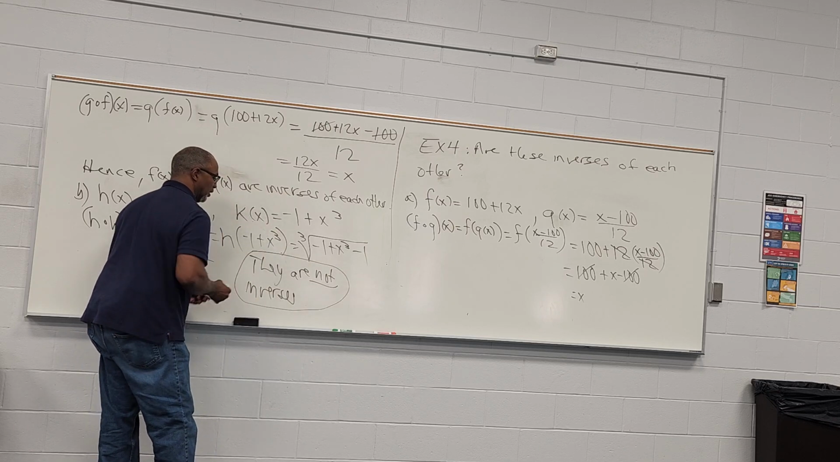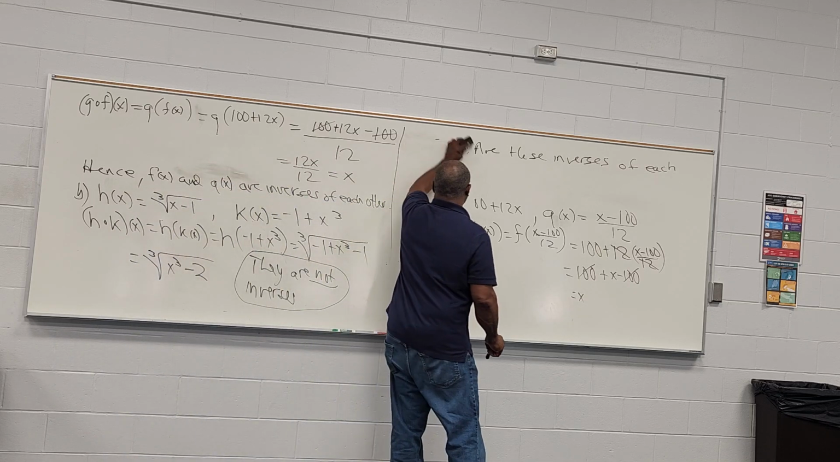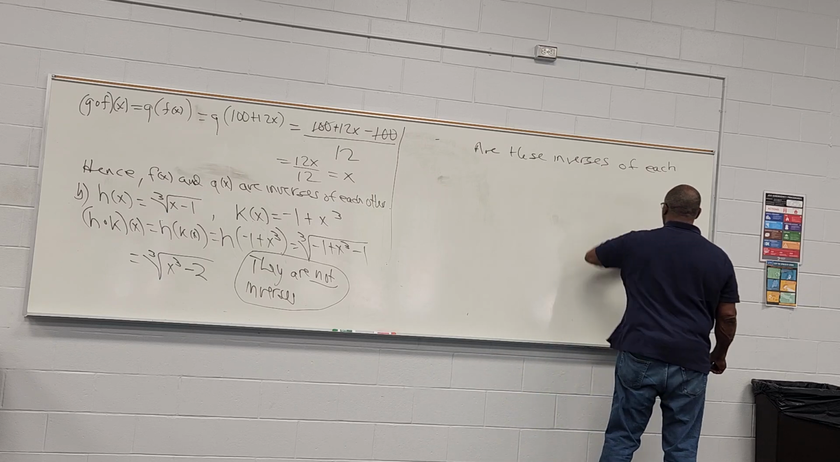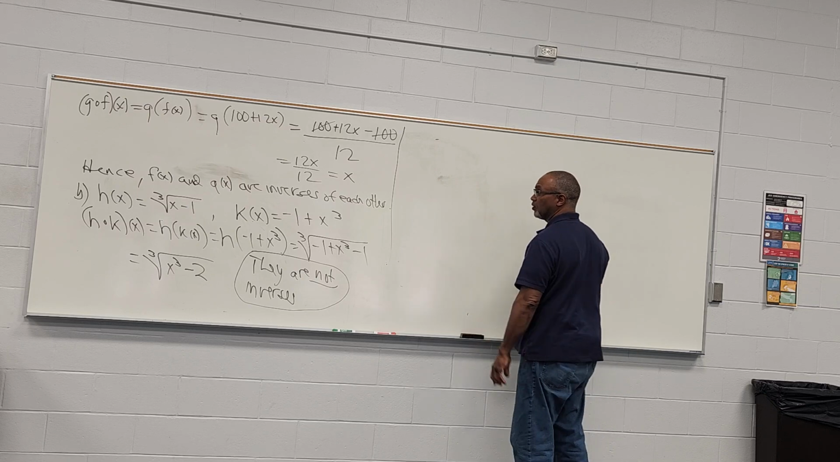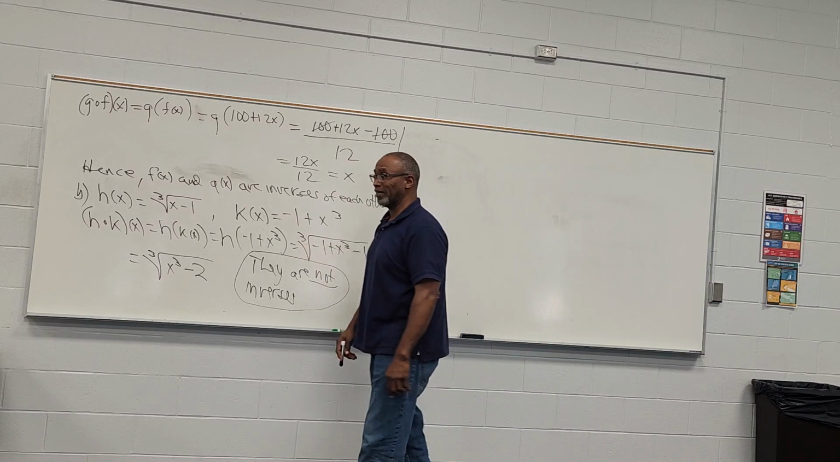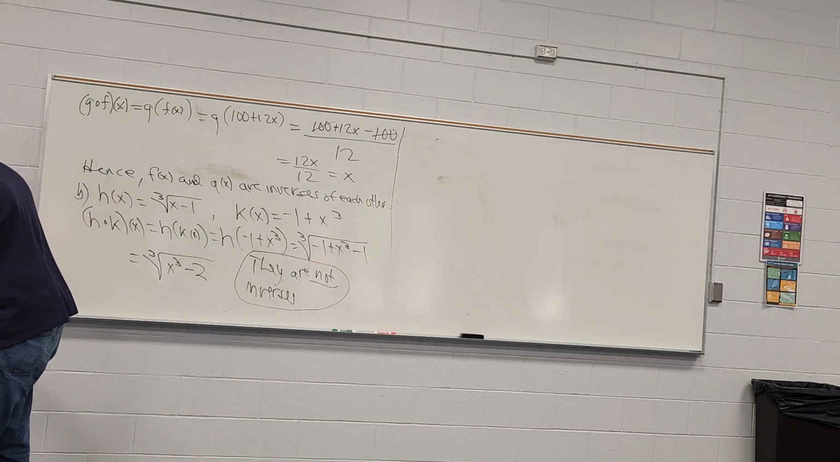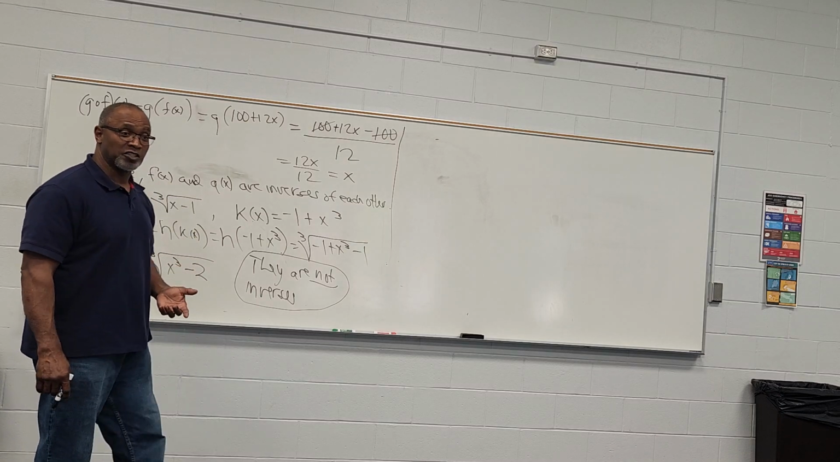They are not inverses of each other. You can do the other direction if you like. I don't think that one will work out either. But again, to be inverses, both directions have to work out. So since I don't get x for that direction, I don't have to do the other direction. They won't be inverses of each other. Okay? All right, so now we finally are at the point where we have enough information.